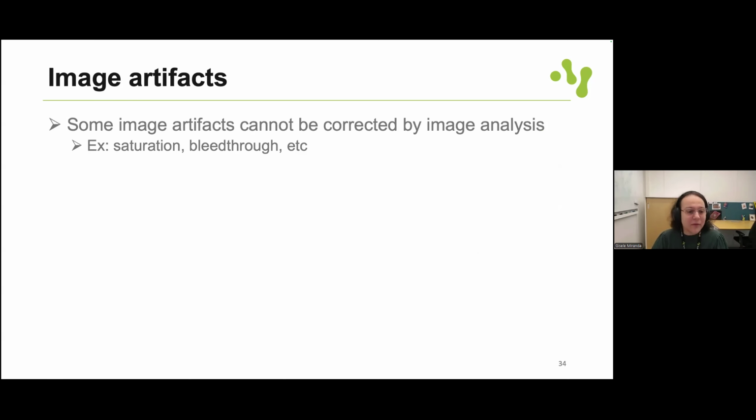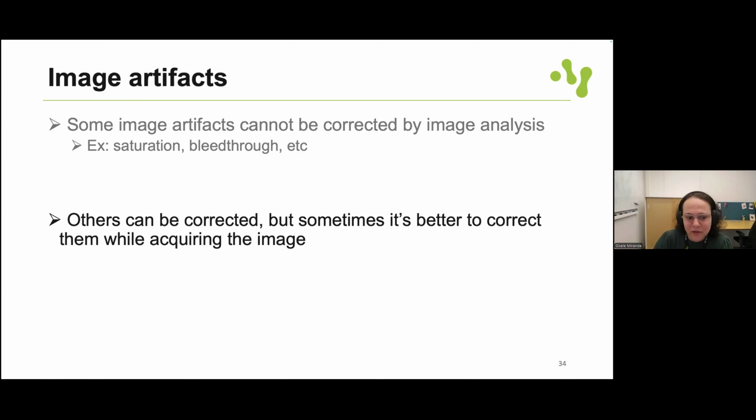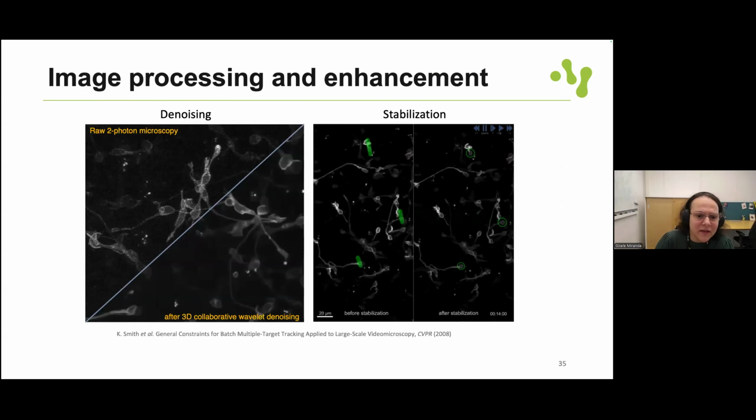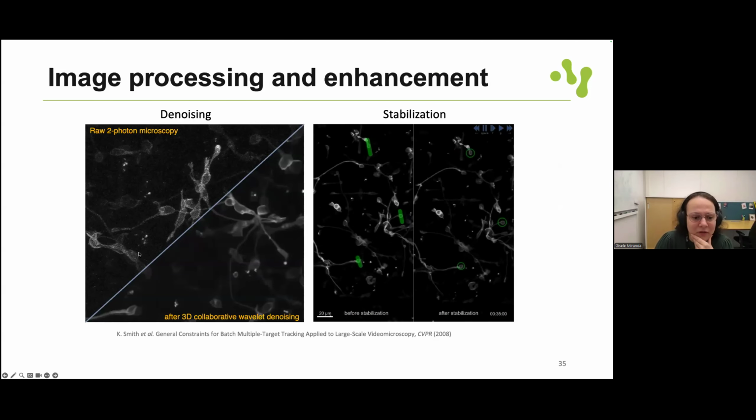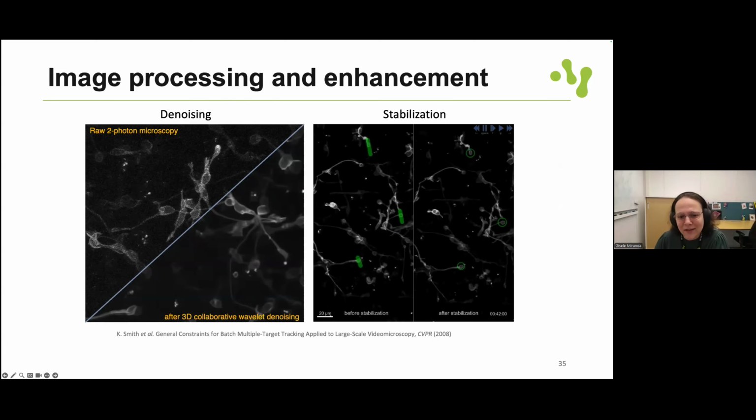But some artifacts can be corrected with image analysis. Sometimes it's better to correct them while acquiring the image. But for instance, denoising, which is a very common issue. Noise is inherent to some optical systems. So here we can see an example of denoising. So these are things that we can, the pre-processing steps in the image analysis workflow can help.